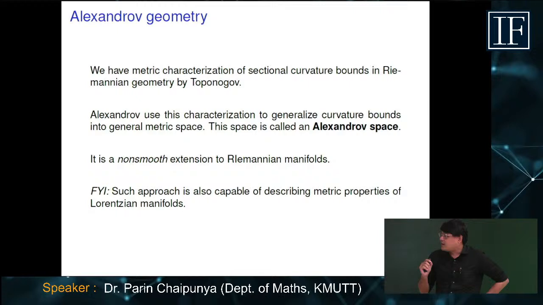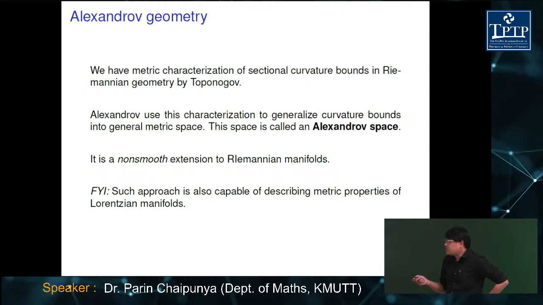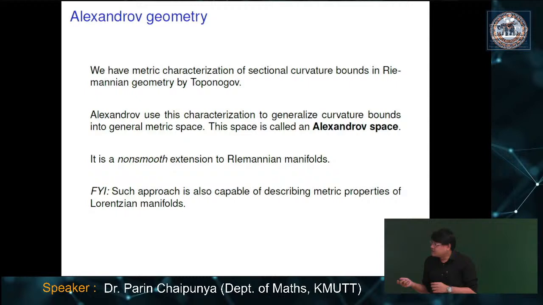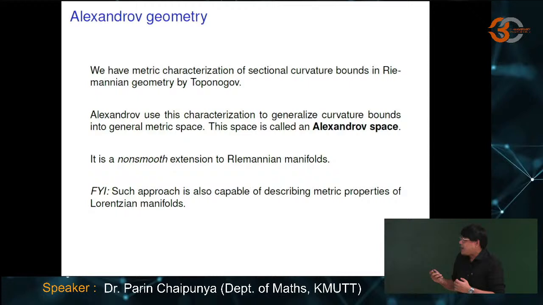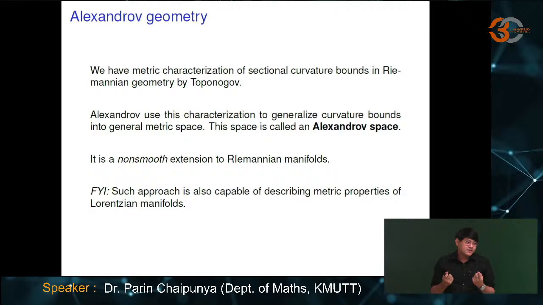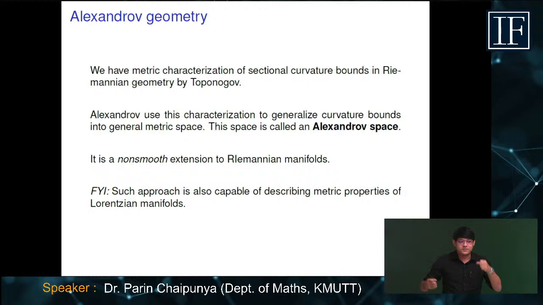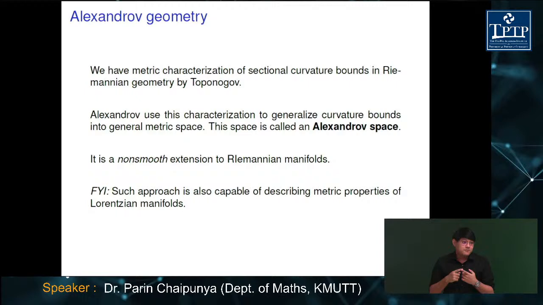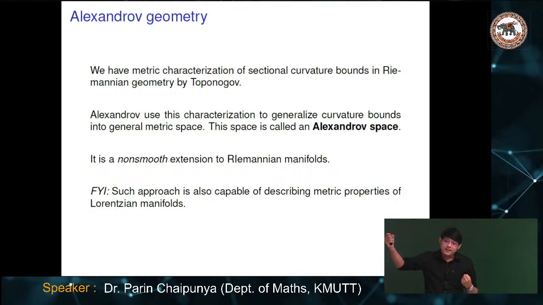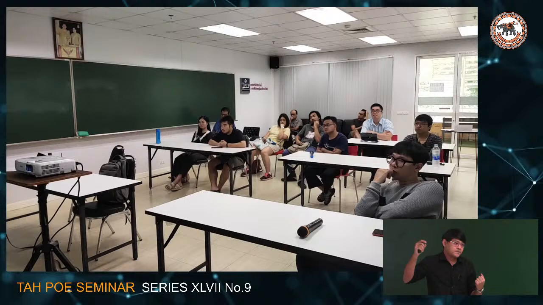So using this idea, Alexandrov generalized the notion of curvature bound into general metric space. So general metric space means you have any set, finite, countable, uncountable, continuous, or discrete. And you have a distance function. So a distance function is just a function which is symmetric. So the distance between two points, from A to B and B to A, are the same. The distance is zero if and only if it is the distance to itself, and it satisfies the triangle inequality, meaning that if you go directly from a point A to a point B, it's always shorter than going to C and then from C to B. So that's all the axioms for a distance function.